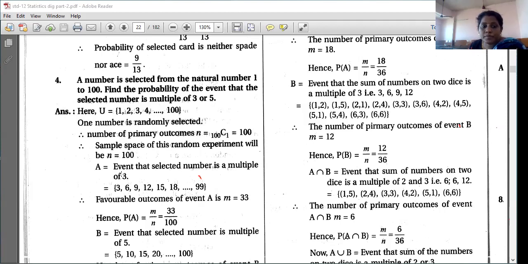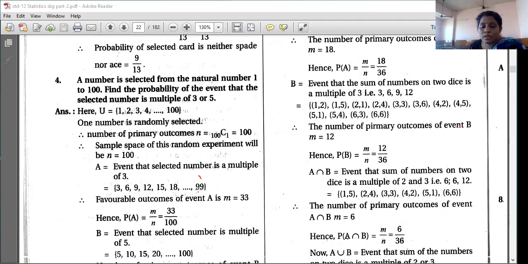So, same as before, it is like the earlier sum, C3 and 5, so P of A union B. Formula of P of A union B is P of A plus P of B minus P of A intersection B. Right? So one by one you have to find. A is given that the selected number is a multiple of 3. What will the multiples of 3 be? 3, 6, 9 till 99.